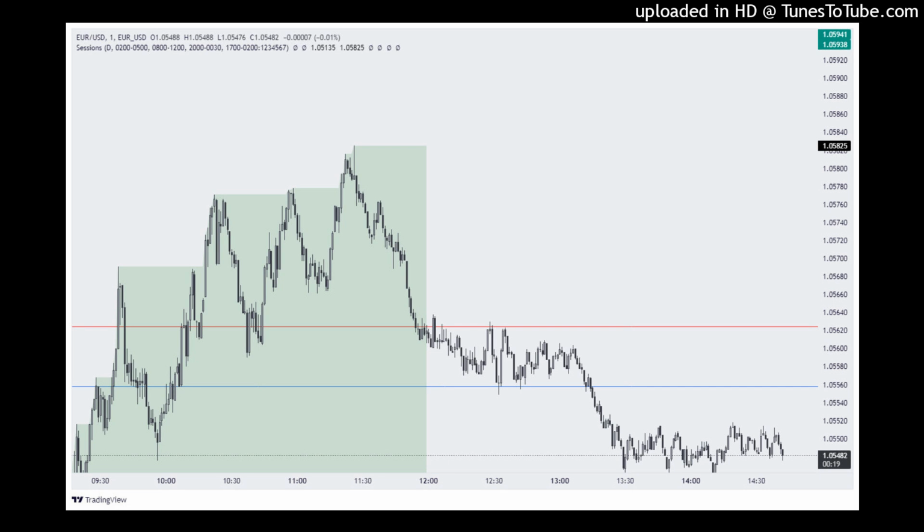Now, I mainly want to go over the other forex pairs as well. And I want to look at something interesting right here on YM. Because on YM, let's take a look at this.